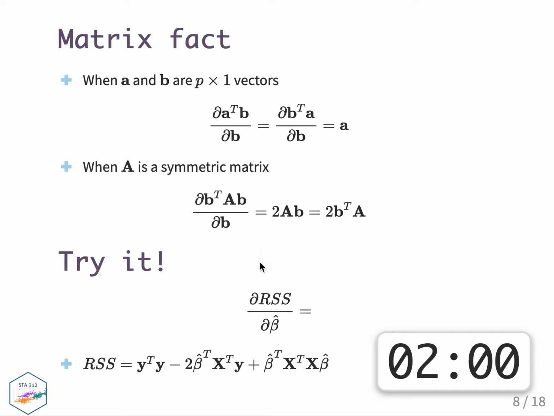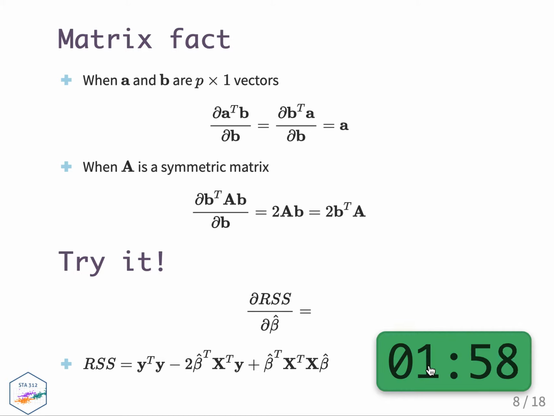So what I want you to do is go ahead and try to take the derivative of this thing that we just calculated with respect to beta hat. I'm going to give you 2 minutes to do that. You're going to want to take the derivative of each of these pieces with respect to beta hat using these matrix facts.